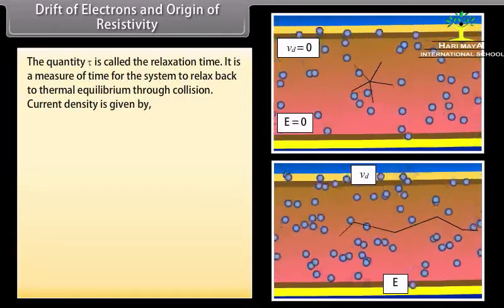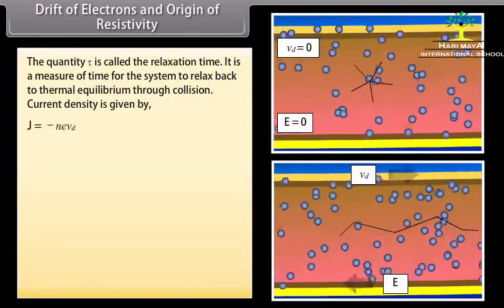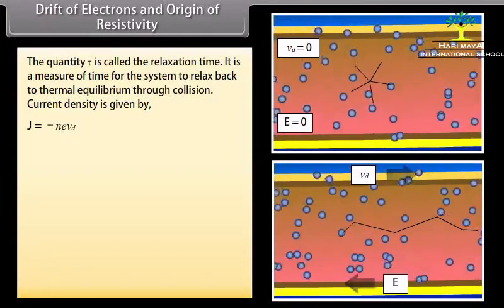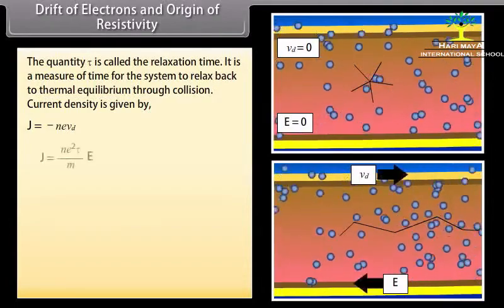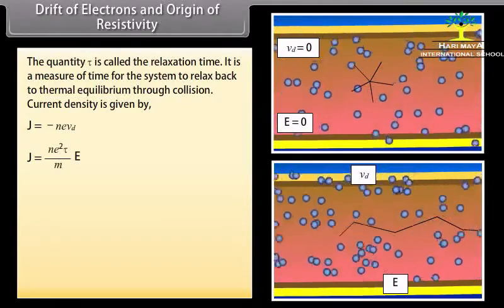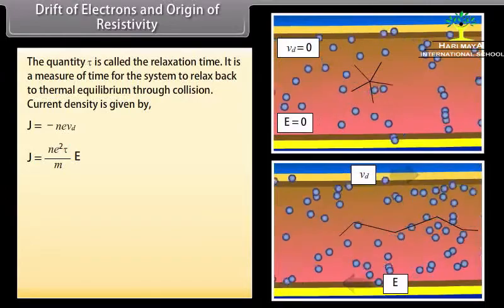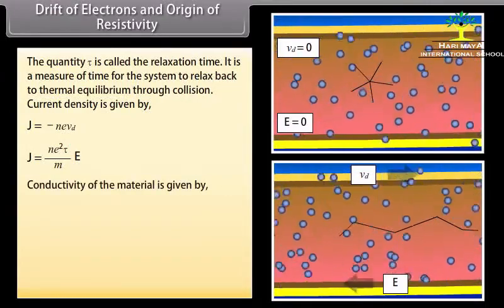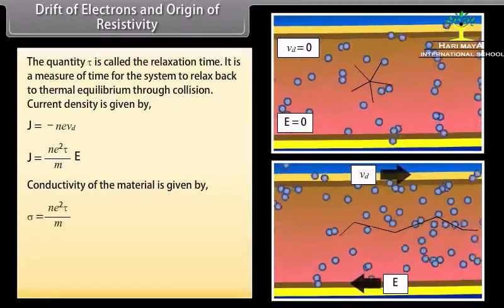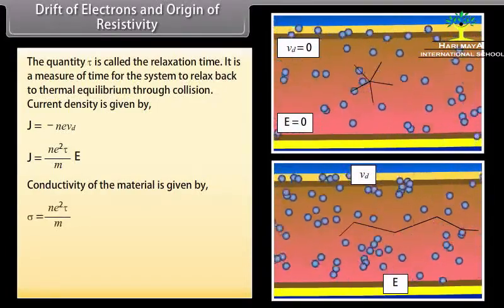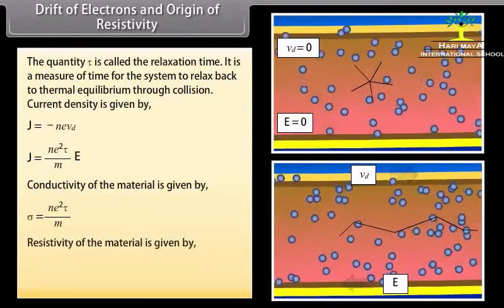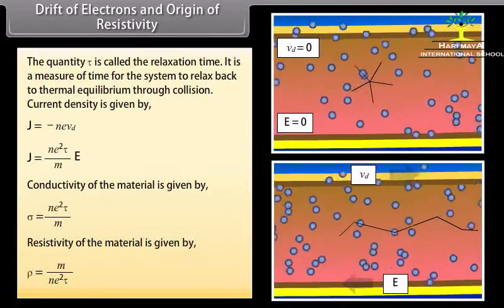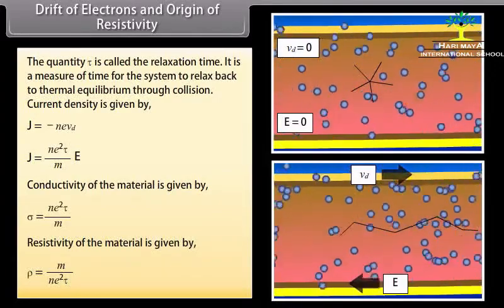Current density is given by J is equal to minus n e Vd. Putting the value of Vd in the above equation, we get J is equal to n e square tau upon m multiplied by E. Hence, the conductivity of the material is given by sigma is equal to n e square tau upon m, and the resistivity of the material is given by rho is equal to m upon the product of n, e square and tau.